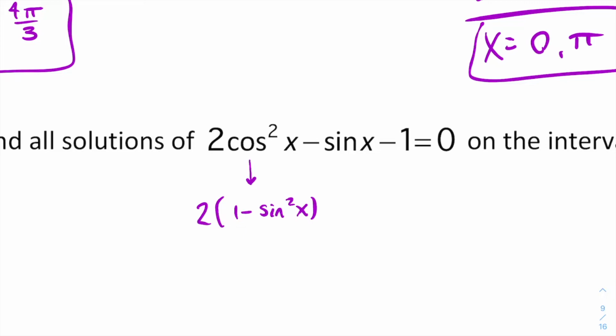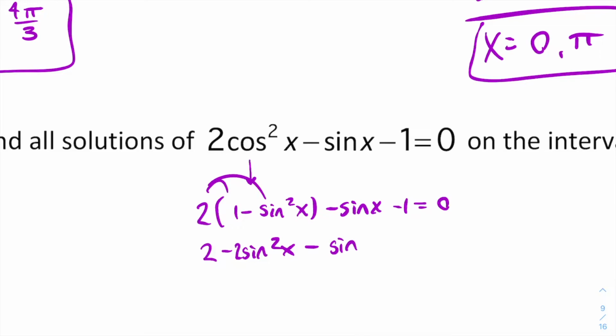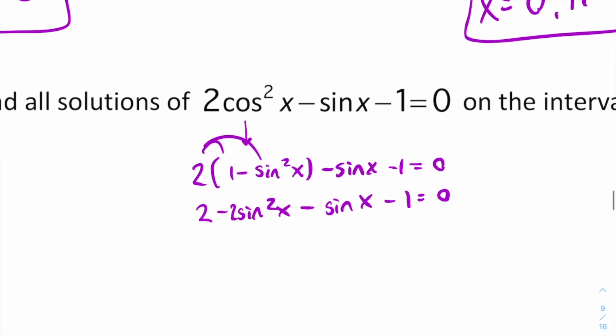And change that. Now you still have the minus sine x that we're going to drop down, and the minus 1. Okay. Next, I'm going to distribute the 2. Actually, it's 2 minus 2 sine squared of x. And the minus sine of x minus 1. And then you can go ahead and combine your like terms right here. Then the 2 and the negative 1 will be 1 minus 2 sine squared of x minus sine of x.